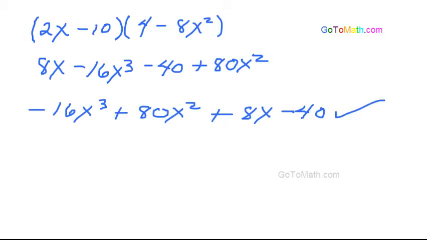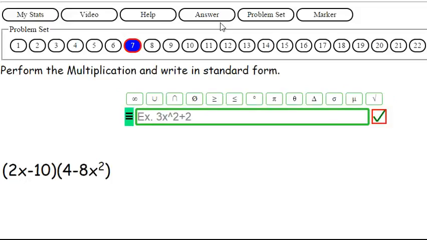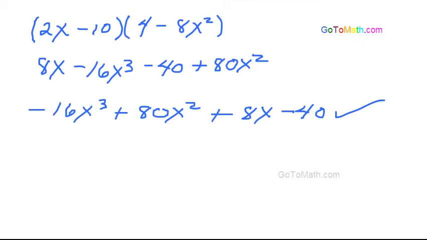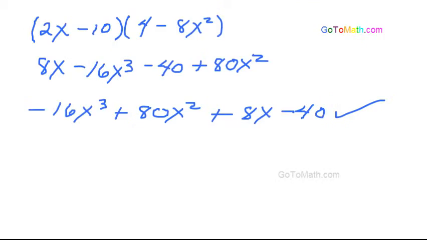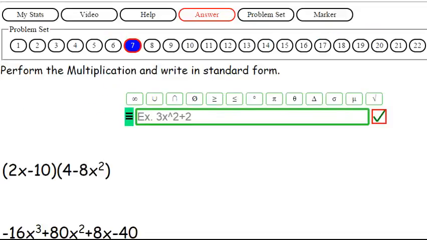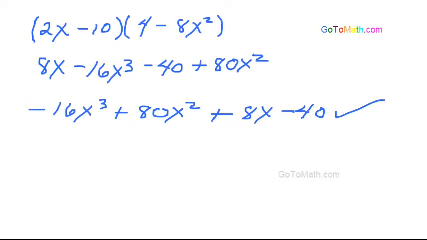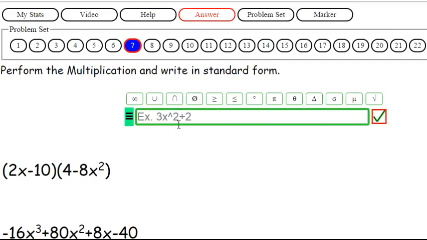So that should do it there for us. Okay, so we have negative 16x cubed plus 80x squared plus 8x and then minus 40. Alright, it all looks good.